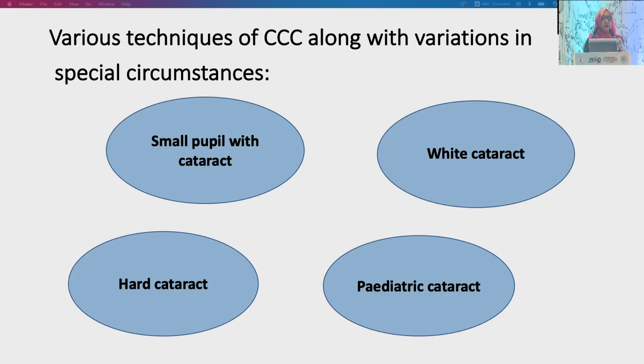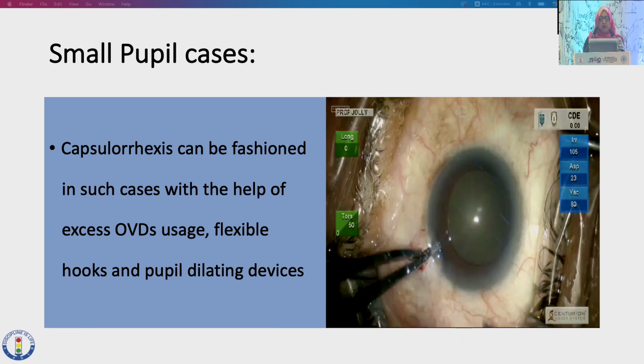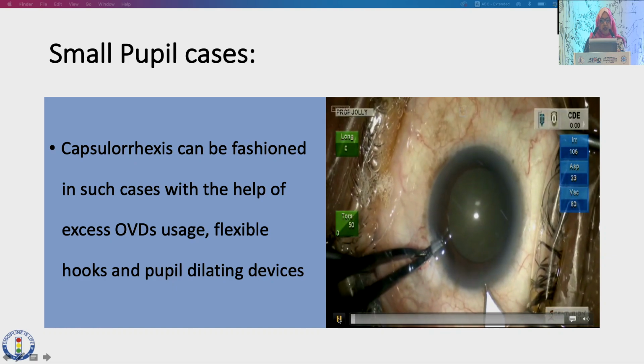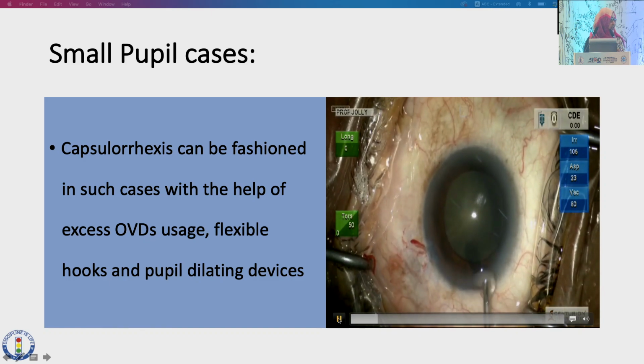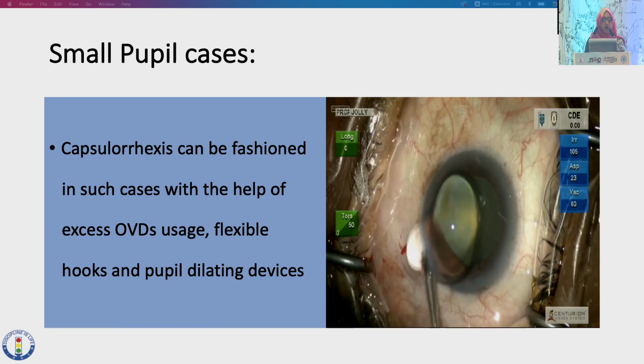Now, I will discuss various techniques of capsulorhexis along with variations in special circumstances. For example, small pupil with cataract, white cataract, hard cataract, and pediatric cataract. We know small pupil makes virtually every step of cataract surgery more problematic. Actually, small pupil limits the size of the capsulorhexis. So, we could do rhexis with the help of excessive use of high molecular weight OVD.